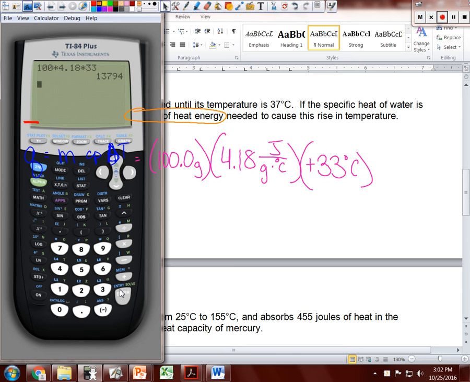Alright, so this is the one that's going to get some of you as well. As far as significant figures, let's look at what we have. How many significant figures are in 100.0? 4. What about 4.18? 3, and then 33. 2. So how do I round 13,794 to 2 significant figures? Very good. Does everyone understand why?